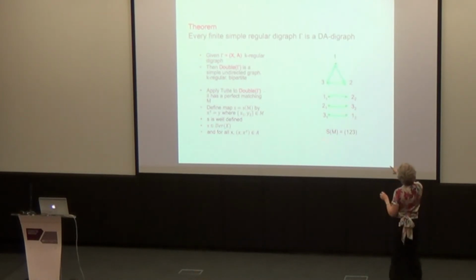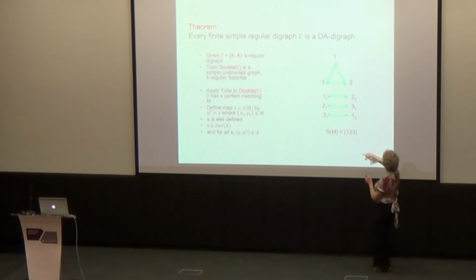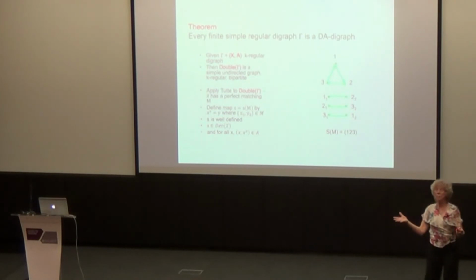So here is my definition. Take the point 1. I look at my doubled graph, at my matching, and I see that 1 sub 1 is joined to 2 sub 2. So in my map I take 1 to go to 2. Then I look at 2 sub 1 and I find its edge in the matching. It goes to 3 sub 2, so I map 2 to 3. I look at 3 sub 1, find its edge. It goes to 1 sub 2, so 3 goes to 1. So I define this map in general for the matching in my graph.